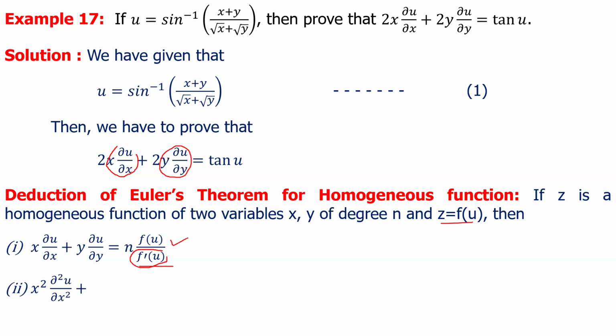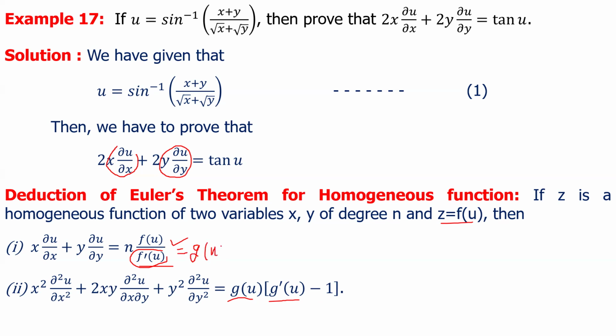And the second result is x square del 2u del x square plus 2xy del 2u del x del y plus y square del 2u del y square, which is equal to g of u times (g dash of u minus 1), where g of u is n times f of u upon f dash of u. Now, since in this example we only have to prove the first order partial derivative result, we only use the first result of the deduction of Euler's theorem.